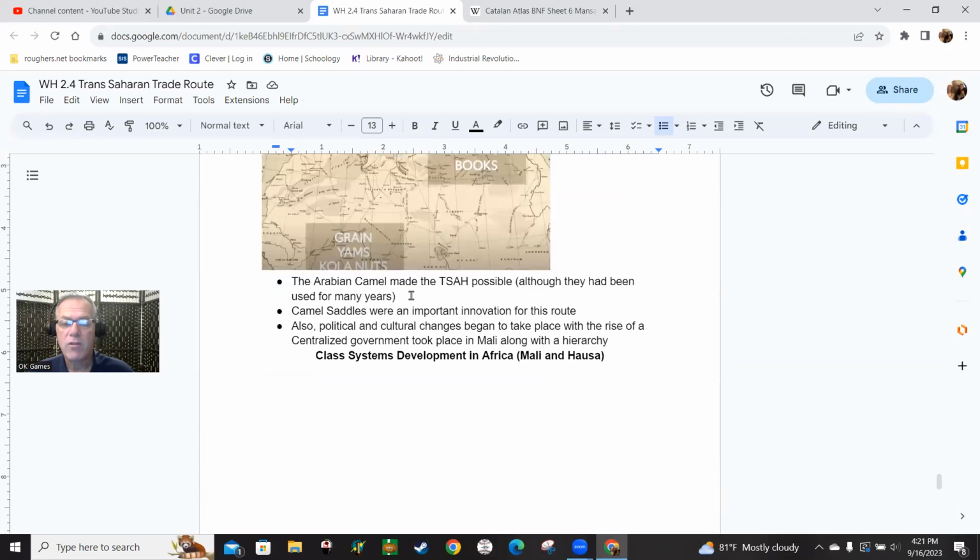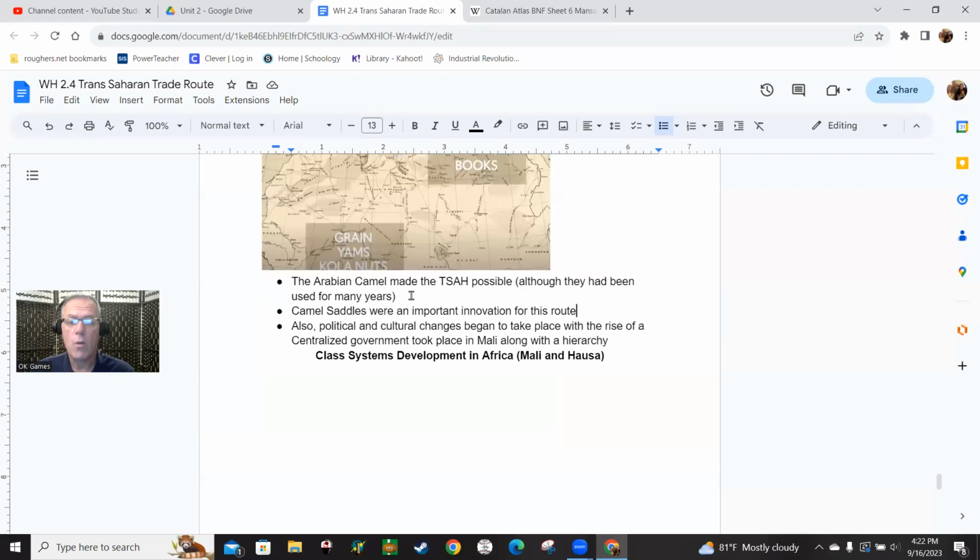The camel saddle is an important innovation, and it's constantly being improved on. It allows these camels to really become beasts of burden and carry large payloads, relatively speaking. The camels could be used for packing gear, and also carrying people. So they could carry people, they could carry trade goods, they could carry a combination of both. So that again is one of the causes of the impact of this trade route: the camels and the camel saddles.